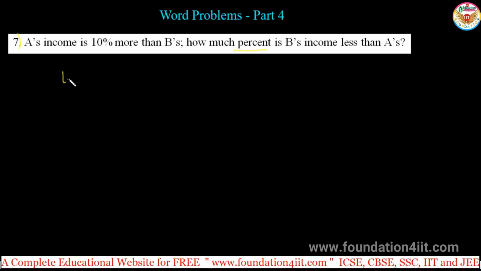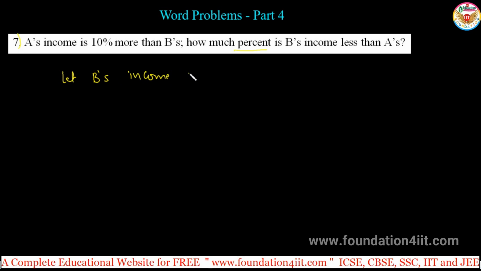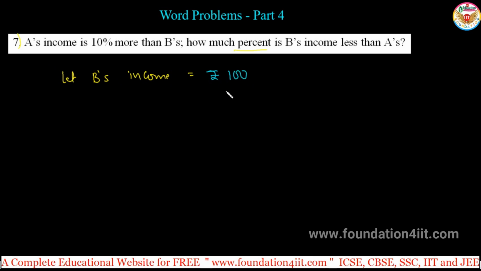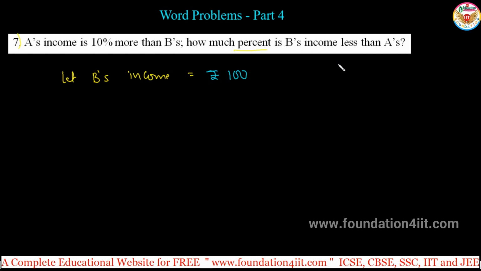According to the method, first let B's income be something. We can do this in two methods. One is the algebraic method, by taking x, or else let the income be 100. Instead of any unknown variable like x, take some value like 100 and do it. Now I'll show this problem with this method. Let B's income be rupees 100. So A's income is 10% more than B's. That means this is B. Actually you have to find out how much percent B's income is less than A's.